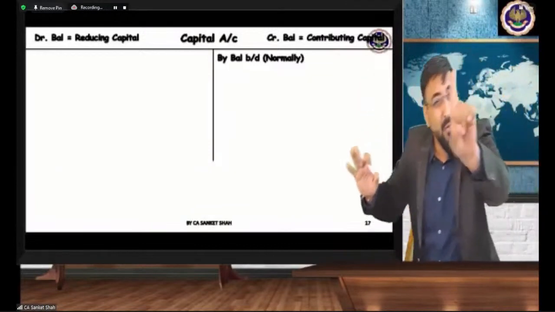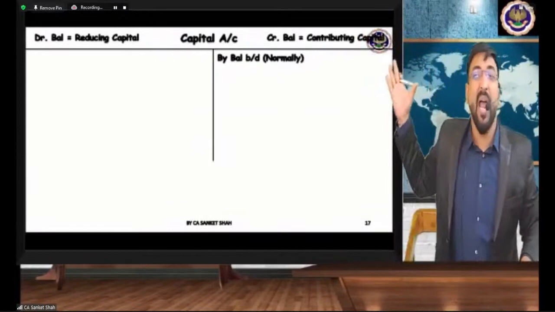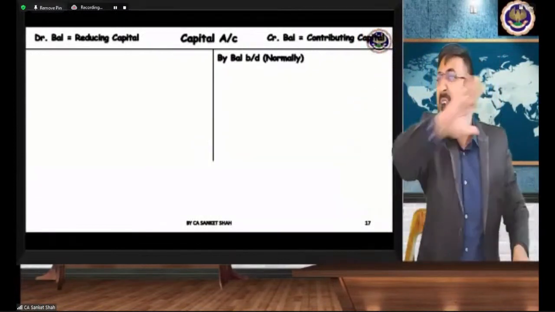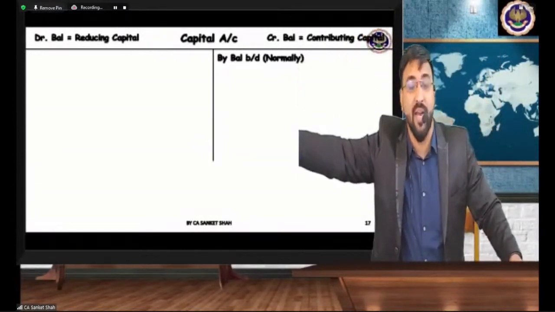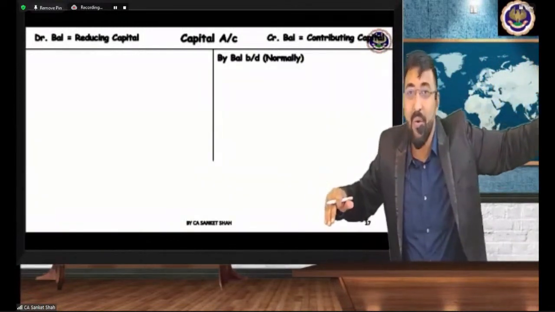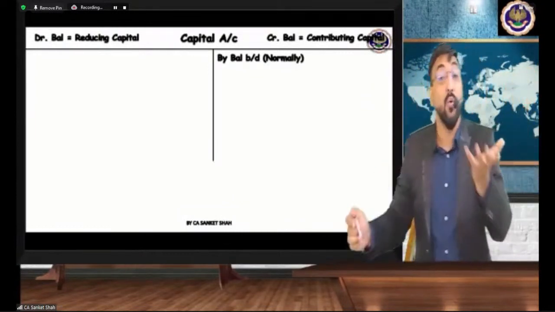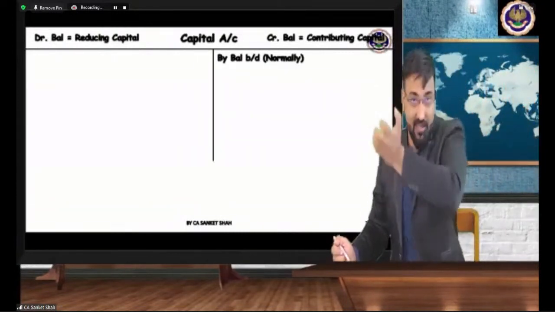And remember one shortcut: liability side is pure personal account. Liability side is pure personal. There is no real account in liability side. And balance sheet asset side, there are some items of real account and some are personal. No nominal account. Okay.